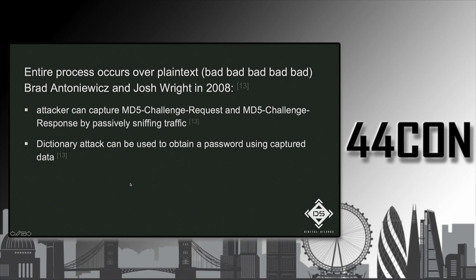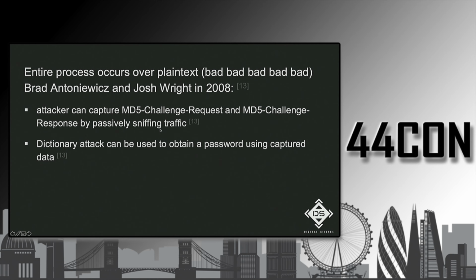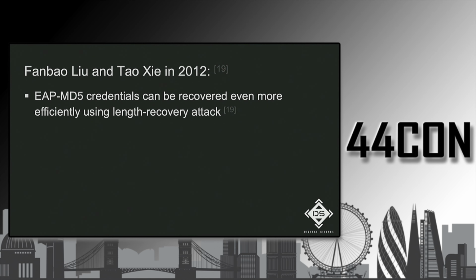So the problem with this, once again, was pointed out by Brad Antoniewicz and Josh Wright back in 2008: this entire process is happening over plain text, which is really bad, because if you can sniff this process, you can capture the username, the challenge, and the challenge response, then use a dictionary attack where you successively try passwords to get those all to line up. And then you can use that to obtain a password using the captured data. Actually, you don't necessarily have to use a dictionary attack anymore. In 2012, Fambalu and Tao Zi figured out that you could actually use a length recovery attack to speed this along even more.